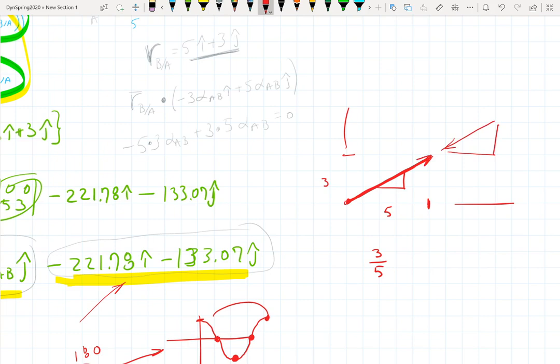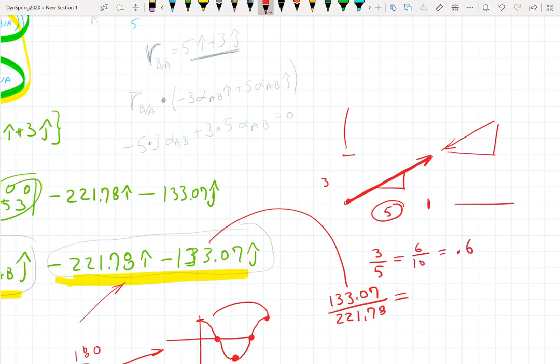The x value 221.78. Here was the x value here. Take the 133.07. Let's divide those and let's see. Okay, so if I multiply that times 2, it'll be 6/10 or 0.6. Does this equal 0.6? That's a good question.